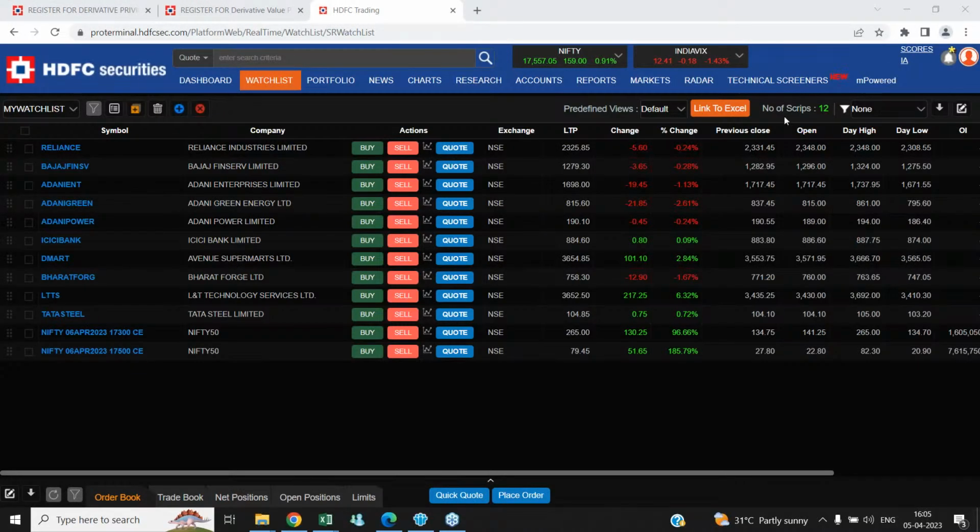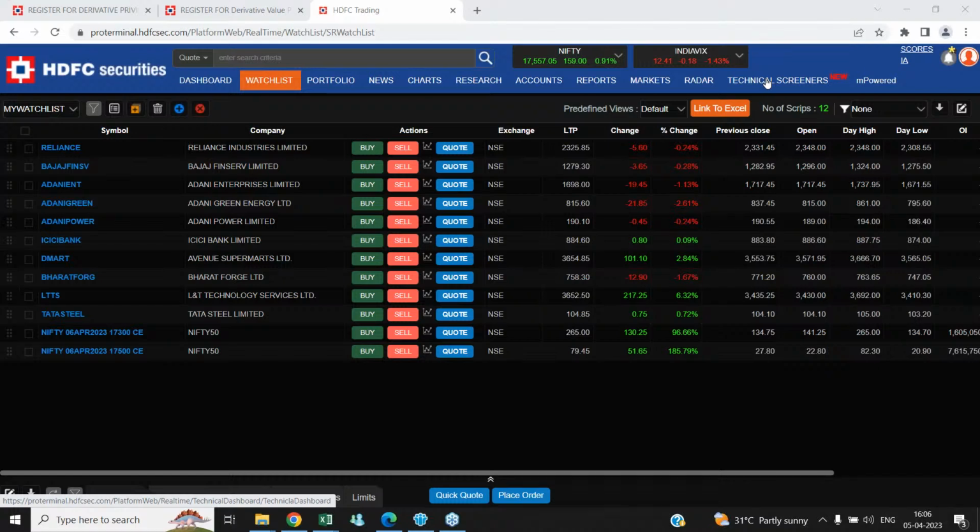Hope my screen is visible to you all. This is the Pro Terminal of HDFC Securities, which is our advanced trading portal. Today we will learn about the technical screeners, wherein you can get ready-made stocks based upon your bullish and bearish scenarios. You can see which stocks come under the bullish and bearish scenarios, which will help you pick trades, not only from the intraday perspective, but also from the positional perspective.